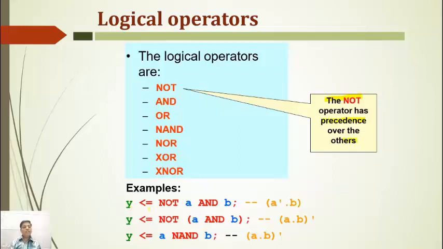Examples: Y is less than or equal to not A and B, means Y is assigned not A and B. It is A bar dot B. Y is less than or equal to A NAND B. It is A dot B whole bar. So in this way you assign the logical operators. Here simply not A and B, so it is applied directly to A bar and with B. Here not in brackets A and B, so it is A dot B whole bar.